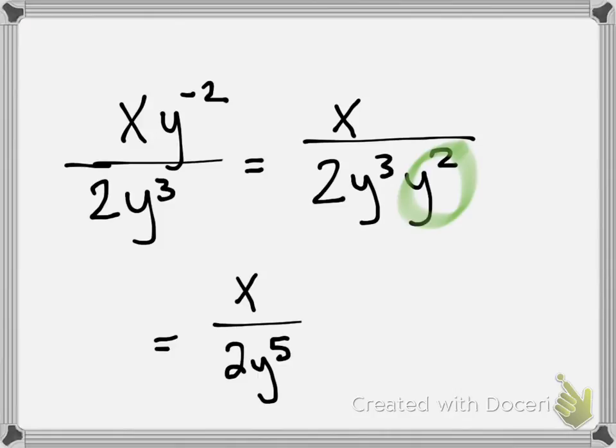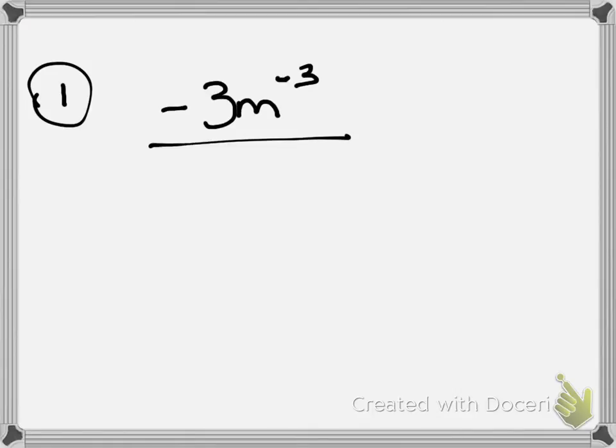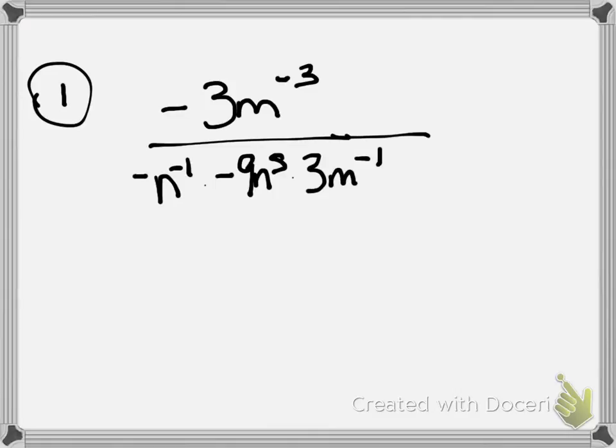Now let's look at number 2 on your worksheet. Actually, I'll do number 1. Number 1 probably looks harder to everybody, so we'll do it. So negative 3m to the negative third all over negative n to the negative 1, negative 9n to the fifth times 3m to the negative 1, n to the negative 2. This is all multiplication. No adding and subtracting, which makes my job a lot easier.